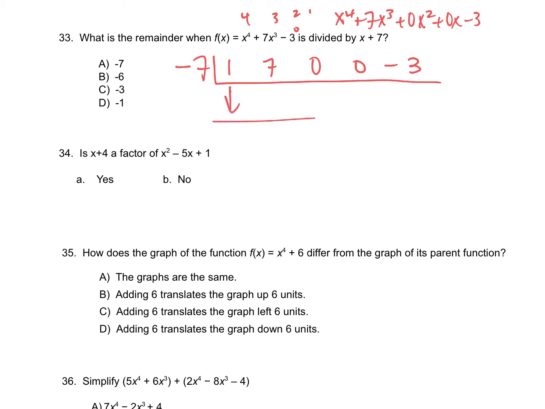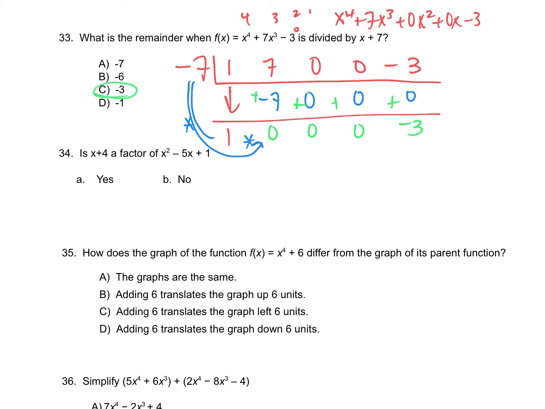Then we're going to bring this guy down, and we get a 1. So we're going to multiply, negative 7, add 0. Multiply, and that gives us 0, add 0. Multiply, 0, add 0. Multiply again, 0, add negative 3. So my remainder is negative 3.